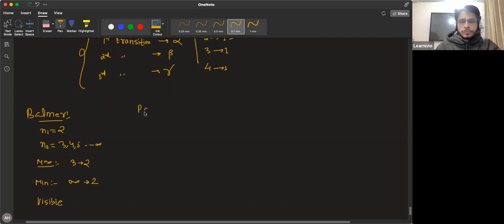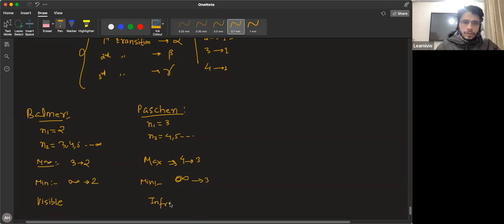After Balmer, you have Paschen. In Paschen, N1 is 3, N2 is 4, 5 and so on. For maximum wavelength, the transition is 4 to 3. For minimum wavelength, the transition is infinity to 3. And this lies in the infrared region, IR.